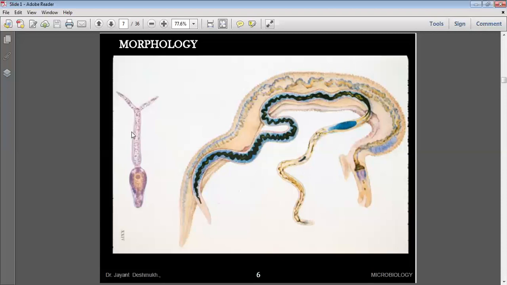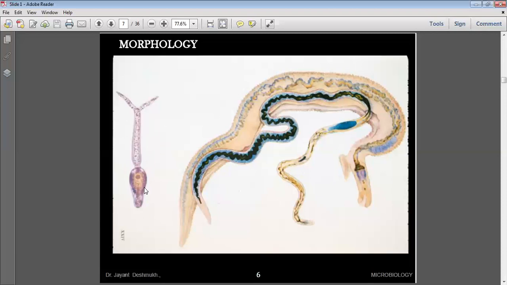Second is the larva. This is the larva infecting man. This is the infective form known as cercaria. This part is known as the schistosomulum, and this is the tail. When it enters, only this part enters the body; that is known as the schistosomulum. This is the fork-like tail structure, and the size is 400 micrometers in length and 60 micrometers in thickness.